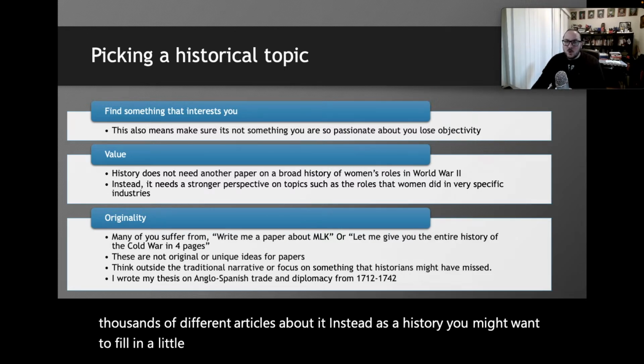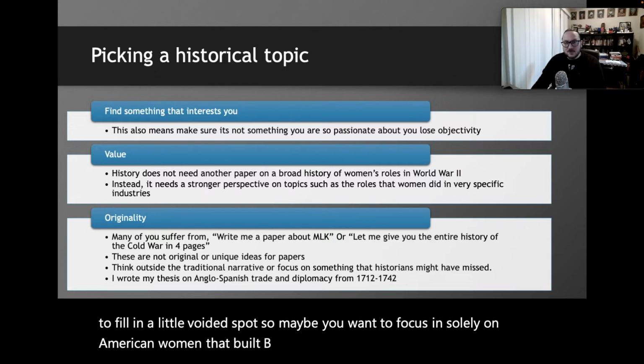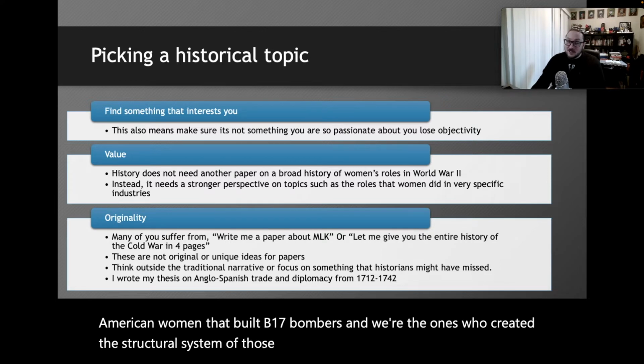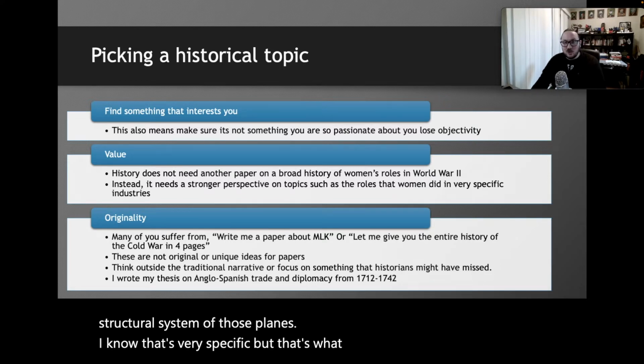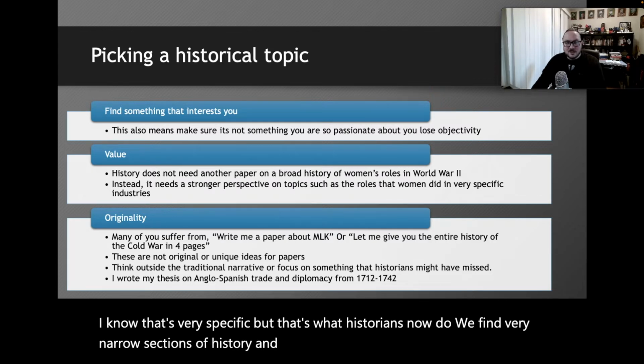So maybe you want to focus solely on American women that built B-17 bombers and were the ones who created the structural system of those planes. I know that's very specific, but that's what historians now do. We find very narrow sections of history and we add depth and context to it.